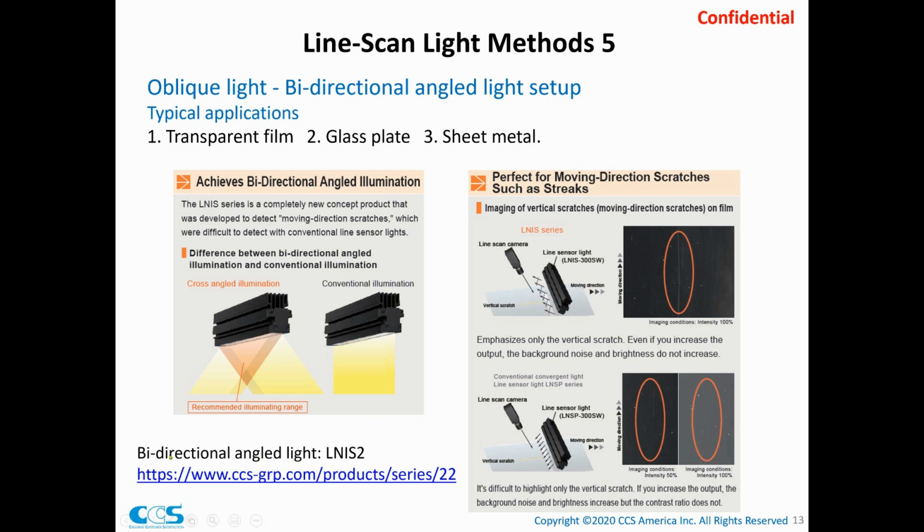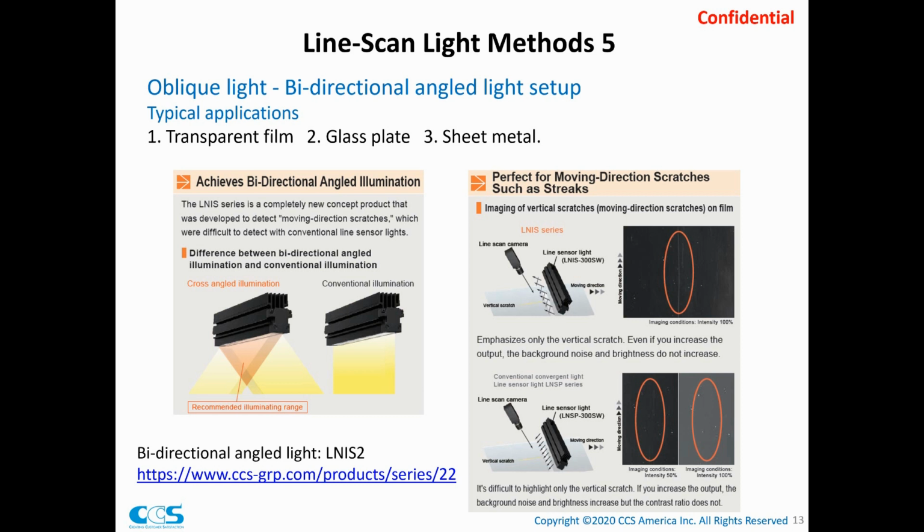The standard bidirectional angle light in CCS is called LNIS. This light again is really specific to just one application: scratch inspection along the moving direction. But just because this type of application is so common, it becomes really useful.